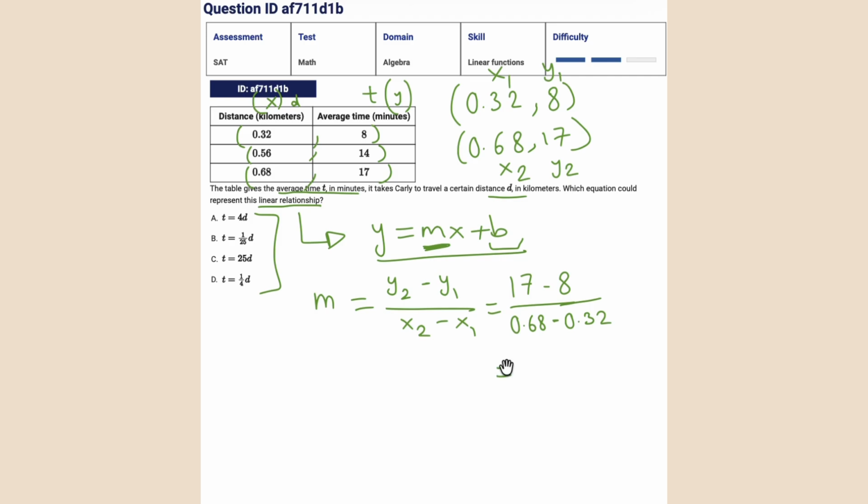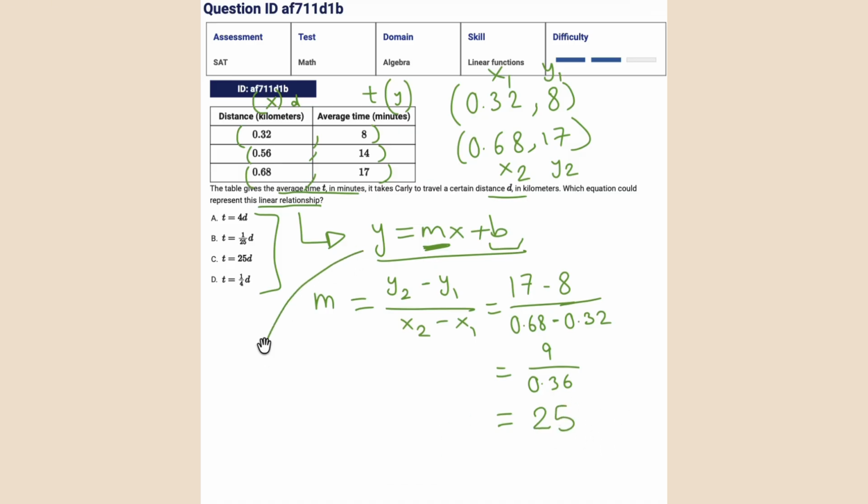So I'm going to use a calculator now. Let's do this separately. Let's first solve 17 minus 8, which is 9. And this one will be 0.36. Right? Now I'm going to divide them. So just give me a minute. 9 divided by 0.36 is going to be 25. So that is our slope, m equals 25.